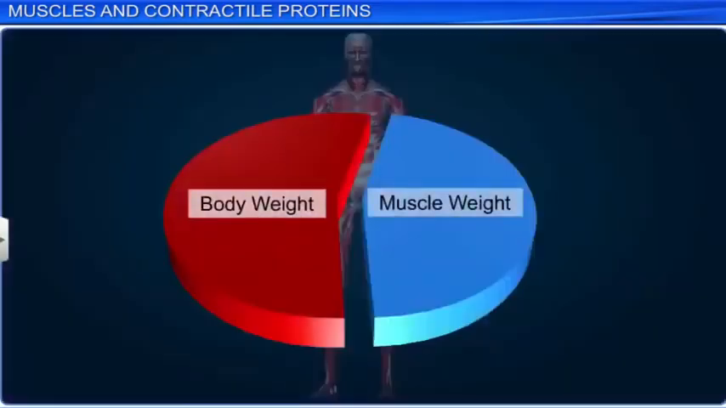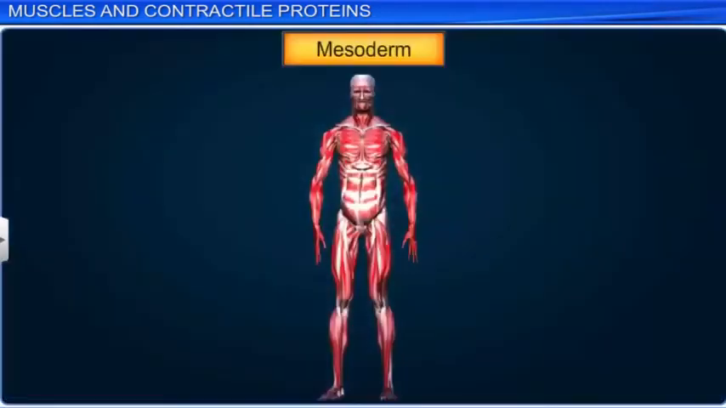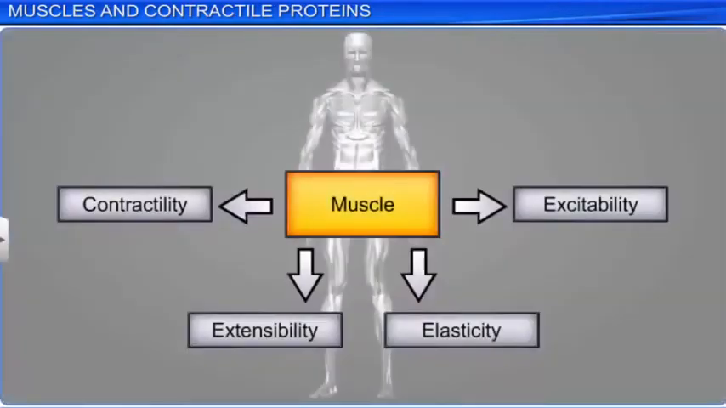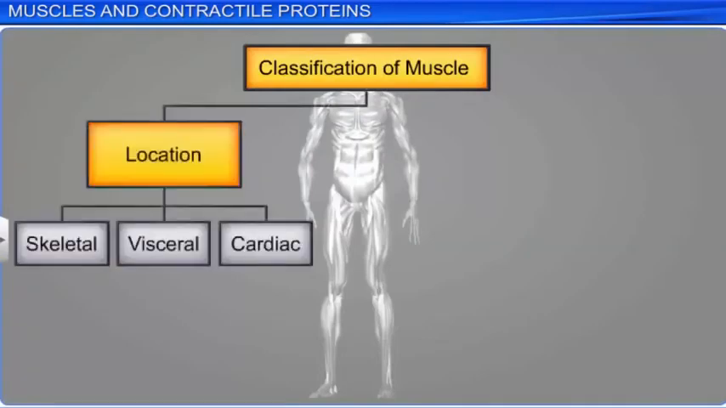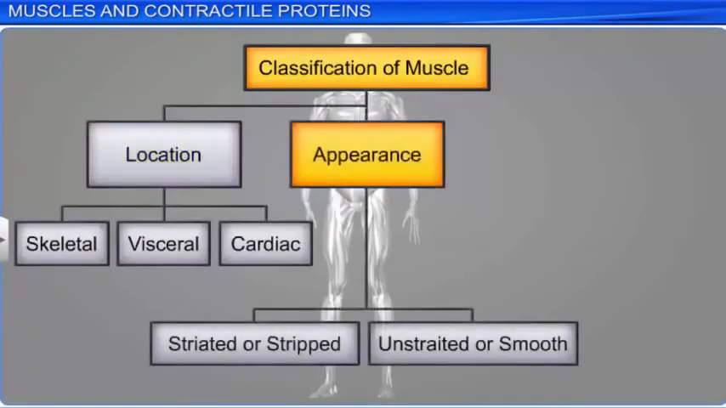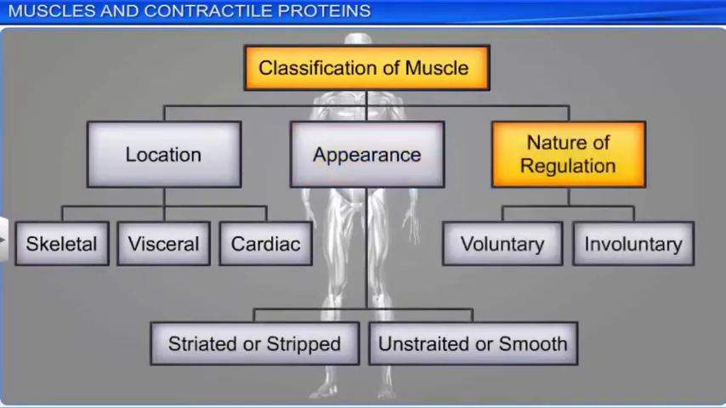In fact, muscles constitute about 40 to 50% of body weight in adults. Muscle is a specialized tissue that originates in the mesoderm. Interestingly, it is the only tissue in your body that has special properties like contractility, extensibility, elasticity, and excitability. Muscles can be classified based on their location, appearance, and nature of regulation of their activities.